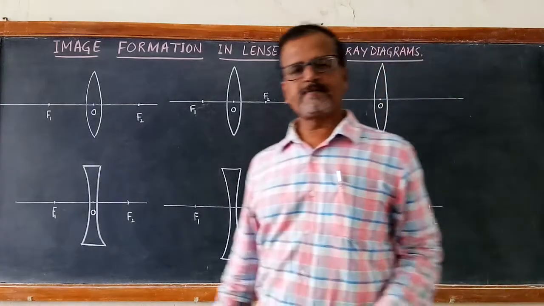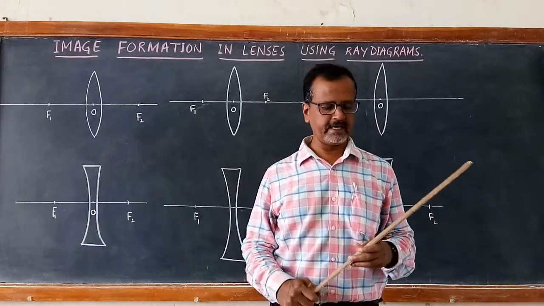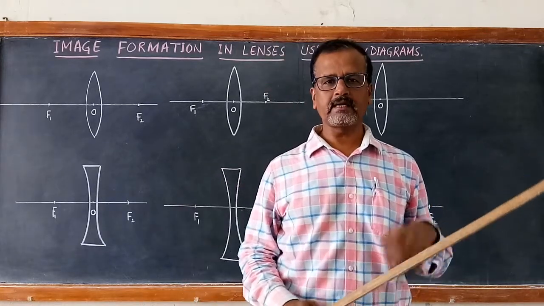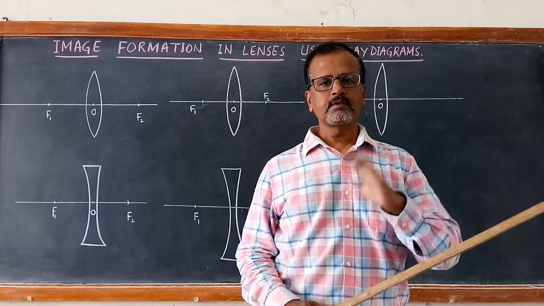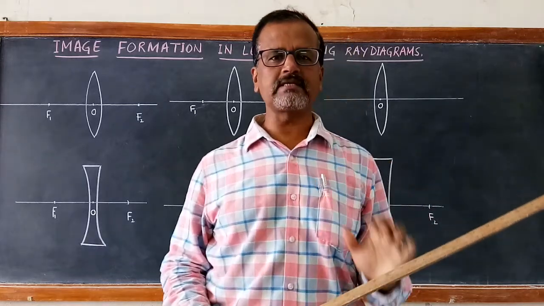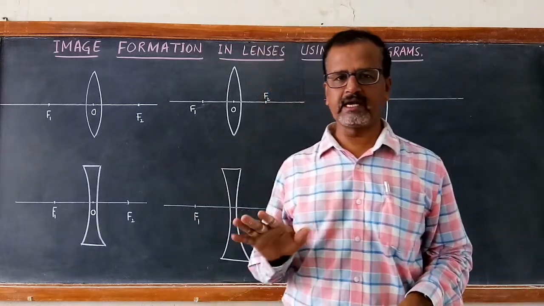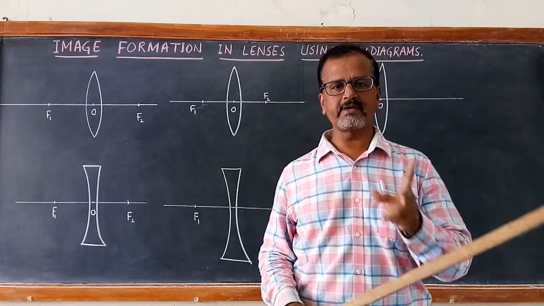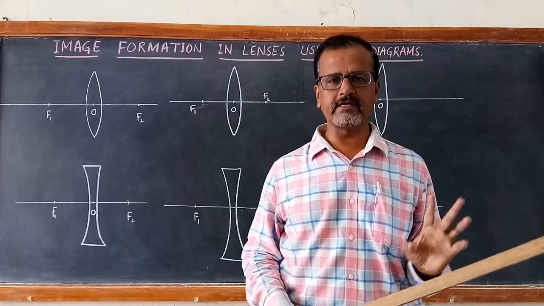Good morning, students. In the last session, we studied what lenses are and what the types of lenses are. A transparent medium bound by two spherical surfaces is called a lens. In this class, we are learning two types of lenses, double convex lens and double concave lens.